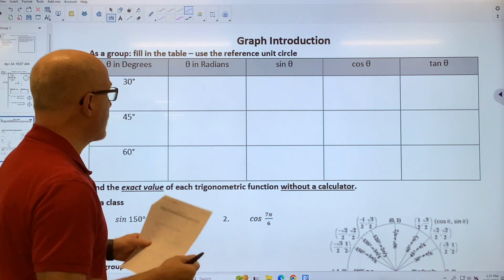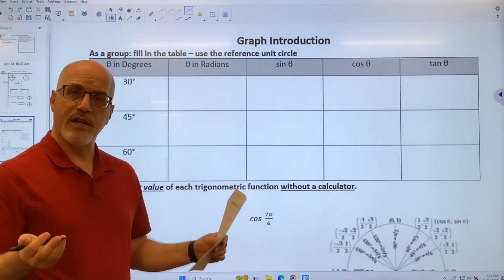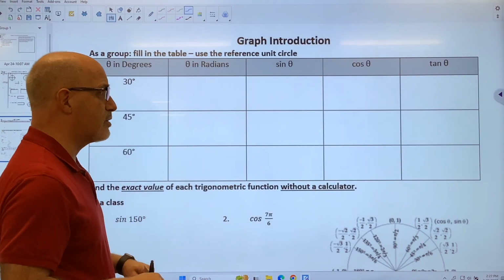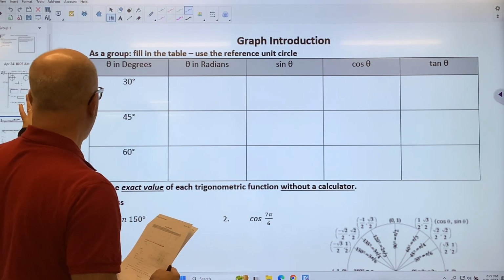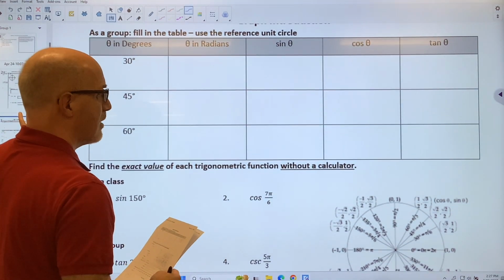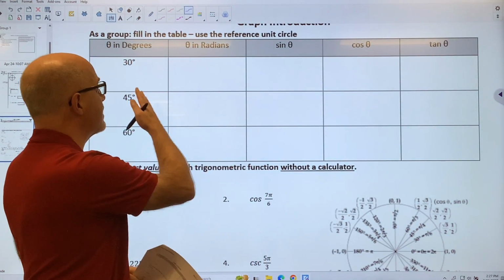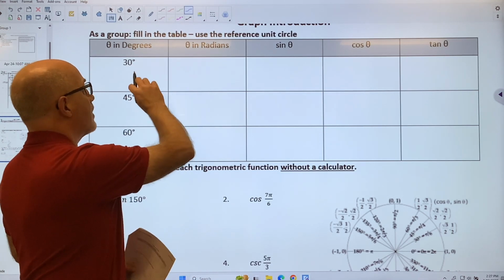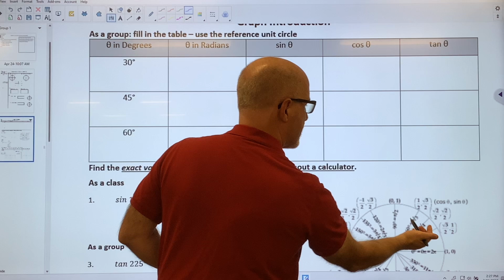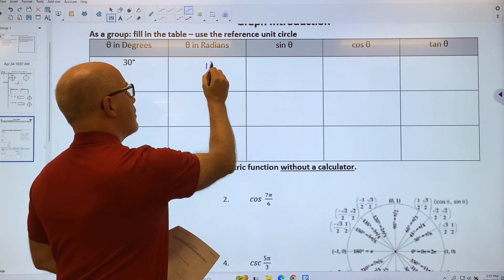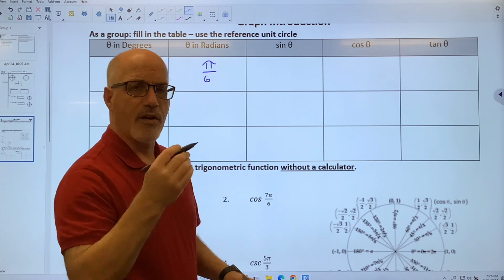For this first one, I want to fill out a chart. You might have these values memorized, or you might use a unit circle. We can use this unit circle right here for this graph introduction. Notice down here in the first quadrant, we've got values that we can pull off for this table. First of all, 30 degrees in radians is listed here. 30 degrees is pi over 6, or you could use the formula of multiplying by pi over 180 to translate it to radians.